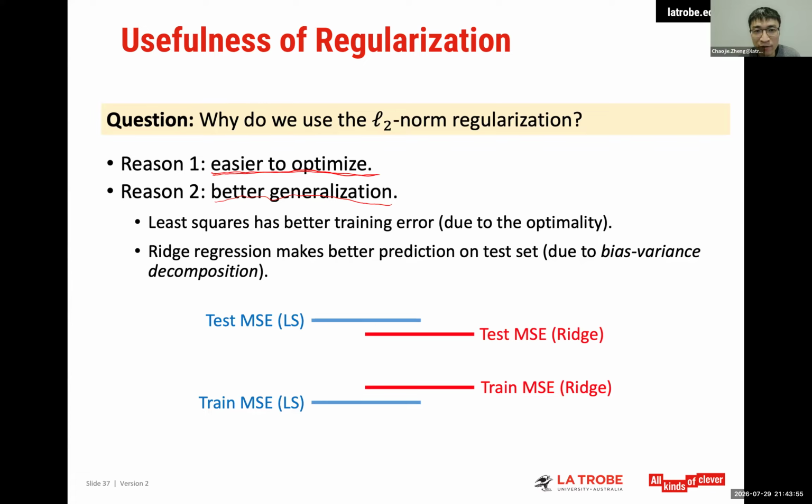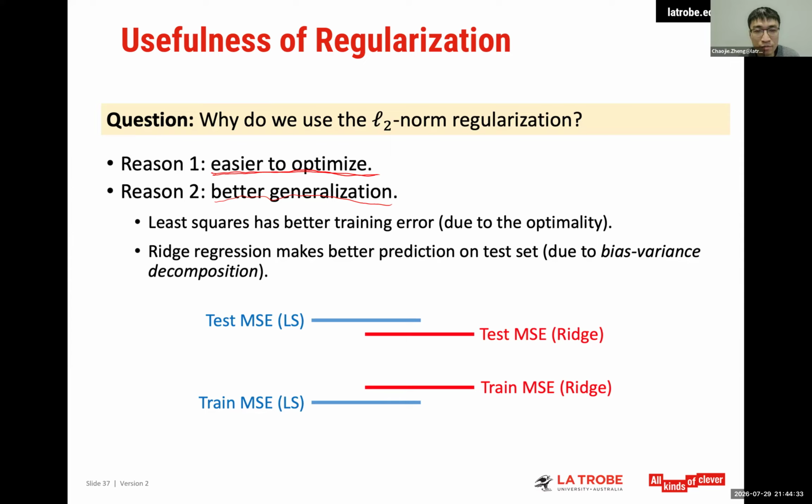So because it is not overfitting to the training data, of course, if we monitor the training errors, the difference between the prediction on training data and the true label of the training data will be slightly larger than the least square regression. So that's why the training error for ridge regression would be higher.